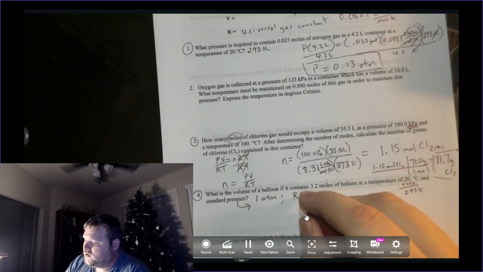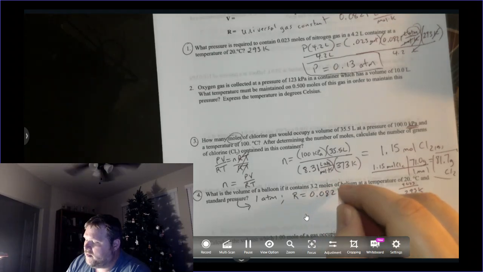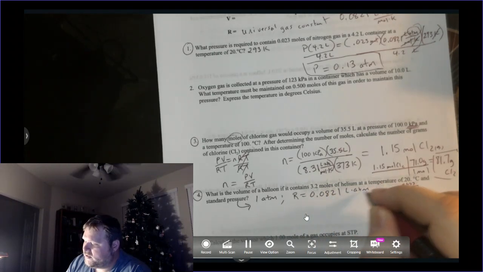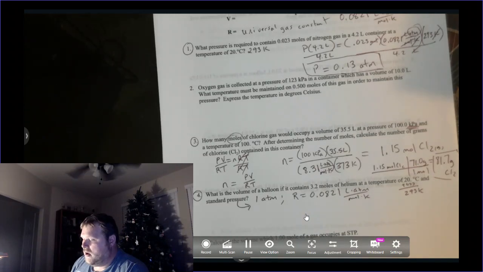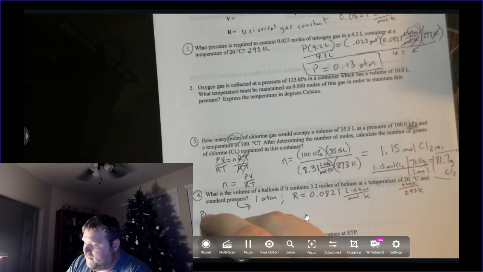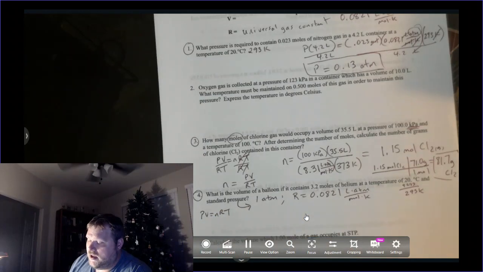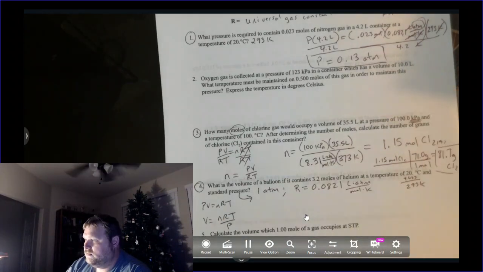And so that means when I choose my R, I get to pick my favorite one, liter atmospheres over mole K. All right, so let's do this. We got PV equals nRT. I'm going to solve for volume. So if I want volume by itself, it'll be nRT over P.